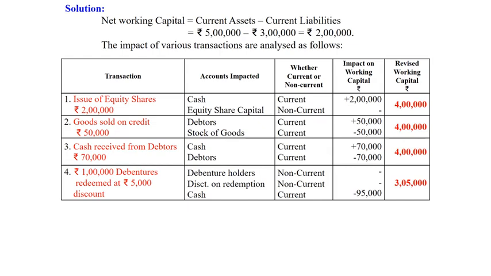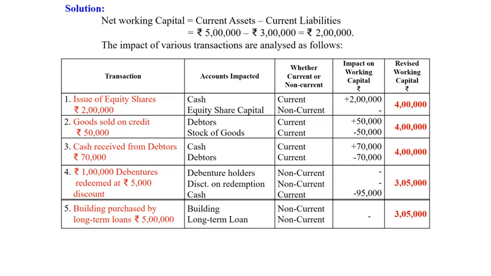So the accounts impacted are debenture holders, discount on redemption of debentures, and cash. Debenture holders are a non-current liability, discount on redemption is a non-current asset, cash is a current asset. So cash is coming down by rupees 95,000. Therefore current assets decrease. If current assets decrease, working capital decreases by 95,000. So it will impact working capital by rupees 95,000. Therefore revised working capital will be 3,05,000.